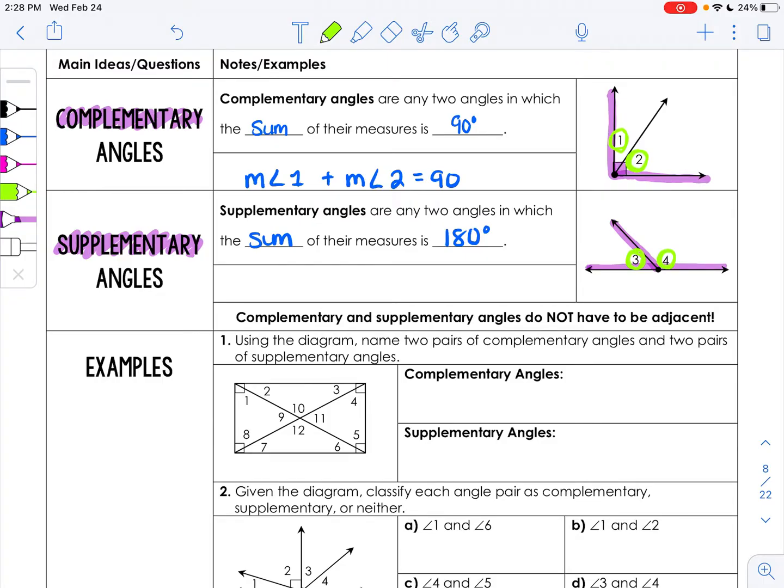If you were to draw the arc for each angle, you can see that the two arcs form a half circle. And that's how we know that it's 180 degrees. We can model this one by saying the measure of angle 3 plus the measure of angle 4 equals 180. And again, knowing these two facts, we're able to find missing angle measurements. Let's practice identifying complementary and supplementary angles.